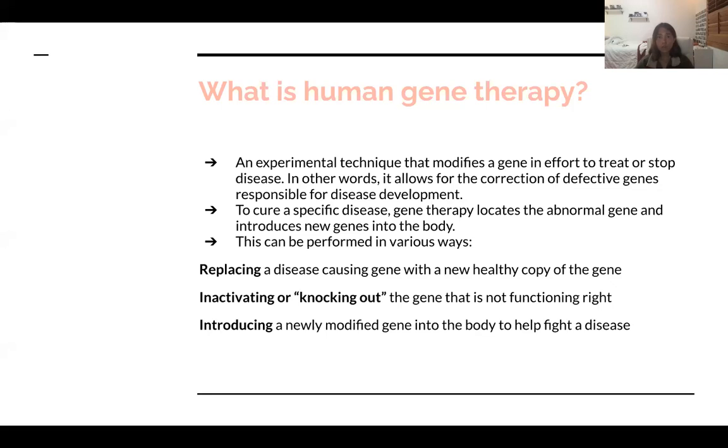And there are three main ways to do this. This is replacing a disease causing gene with a new healthy copy, or inactivating or knocking out the gene that isn't functioning properly or is not doing its job. And then lastly is introducing or inserting a newly modified gene into the body to help fight the disease.